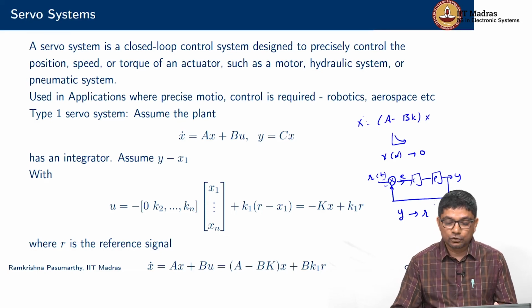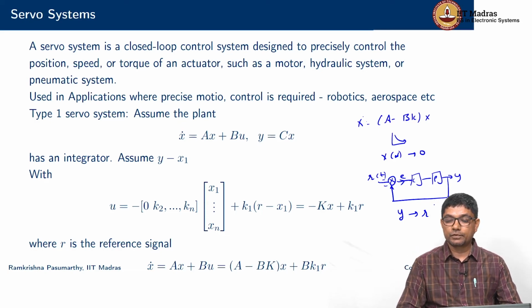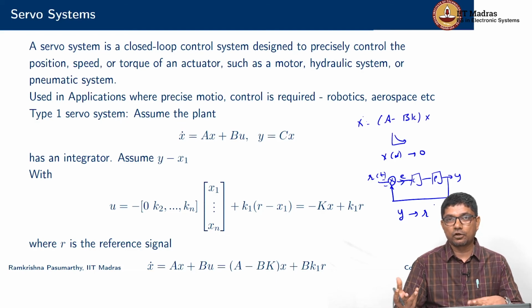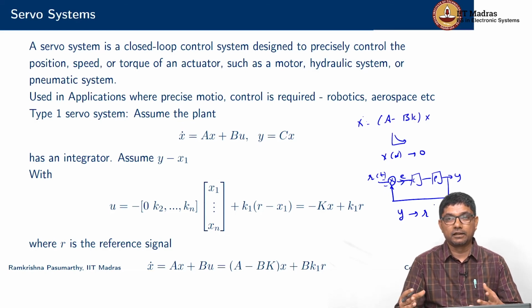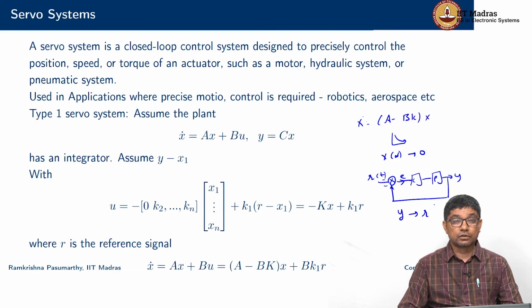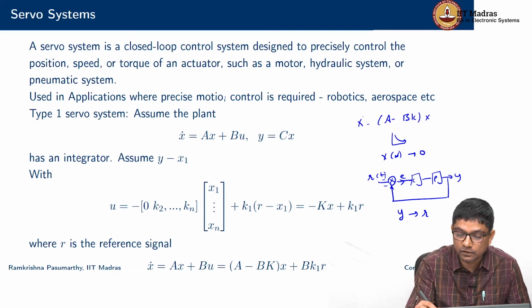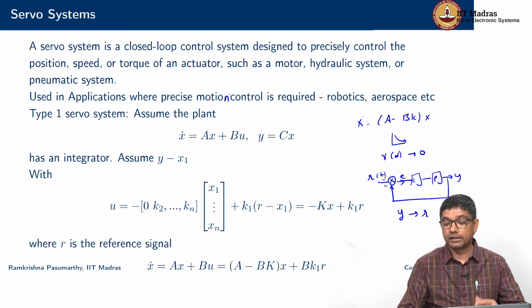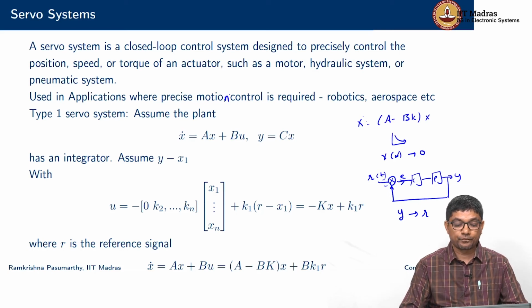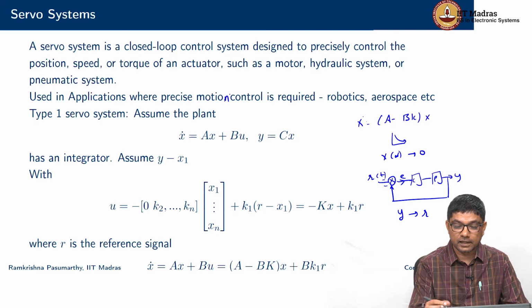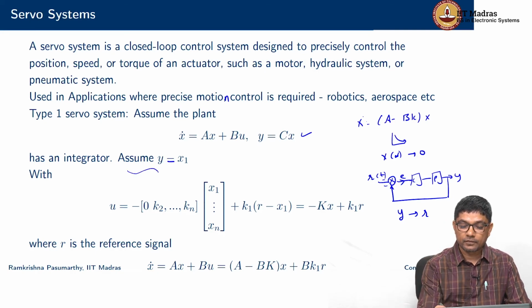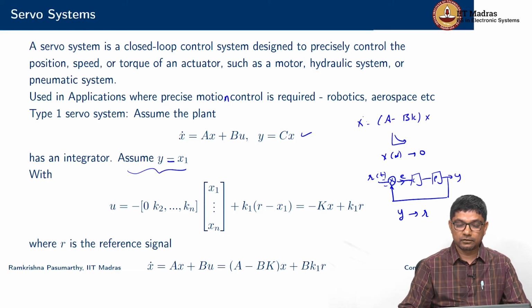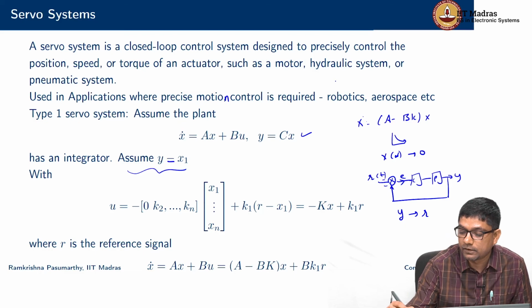So, those are called servo problems. A servo system is a closed loop system designed to precisely control the position, speed, torque of an actuator, such as a motor, hydraulic system, or any kind of robotic system. So, these are used in applications where precise motion control is needed, in aerospace applications, robotics applications, surgical robots, and so on. Okay. So, we consider here a type 1 servo system, like a plant x dot equal to Ax plus Bu, y equal to Cx, and assume that y is equal to x1. So, type 1, so the plant will have an integrator.